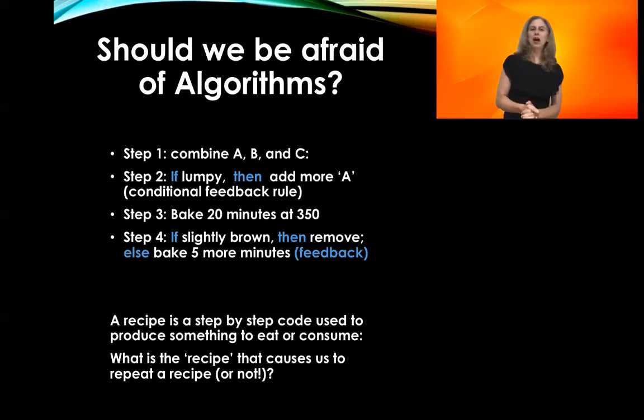So we can think of an algorithm as being like a recipe, right? In a recipe, we might have step 1 of the recipe is combine A, B, C, milk, egg, flour, for whatever reason. Pick anything you want, and there's probably D, E, F, G as well, but for simplicity. Step 1, combine A, B, C. Step 2, if lumpy, then add more A. So, add more milk if it's got too many lumps. Now, this would be a conditional feedback rule.